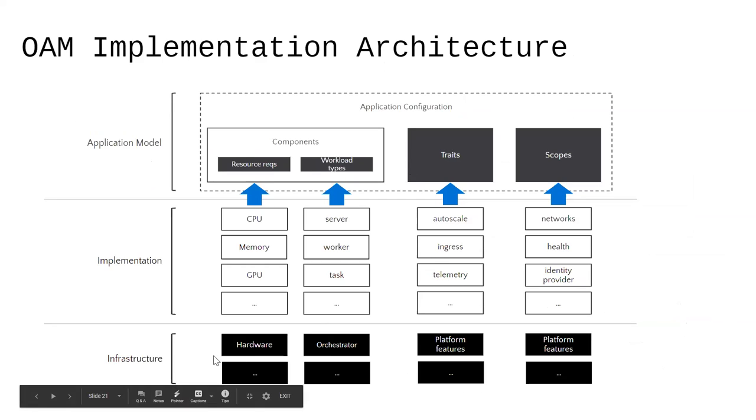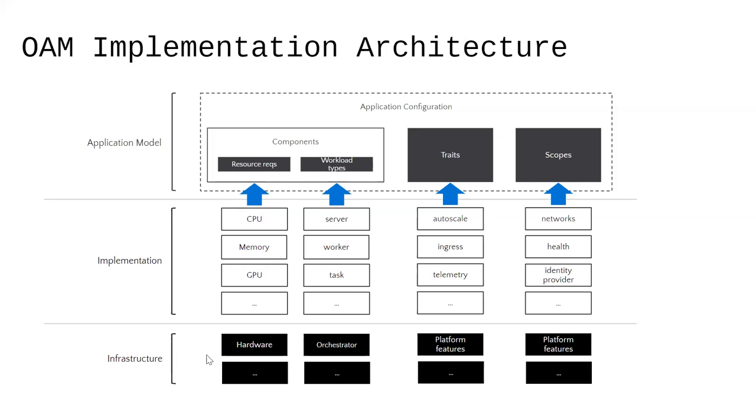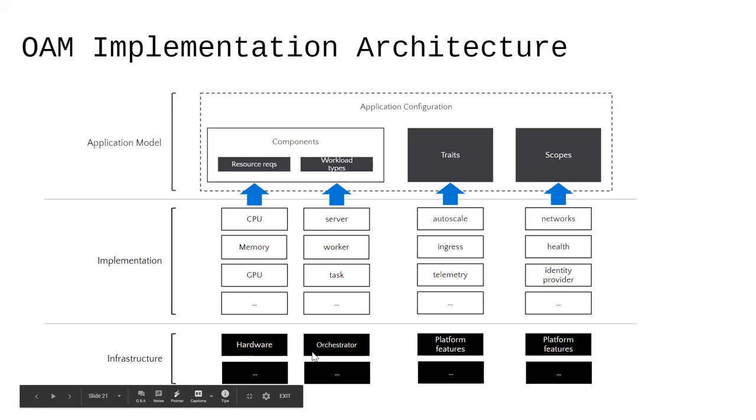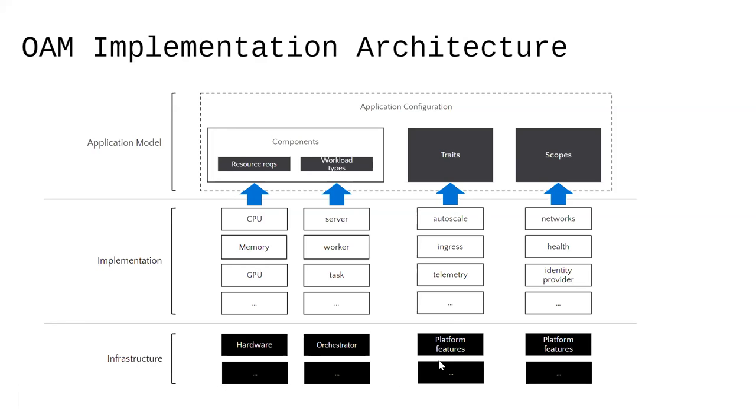And then the infrastructure essentially determines what platform features are available, how it'll be executed on the hardware and the orchestrator and whatnot. So here, the orchestrator would be Kubernetes. Platform features are all of the features that would be supported in Kubernetes today.